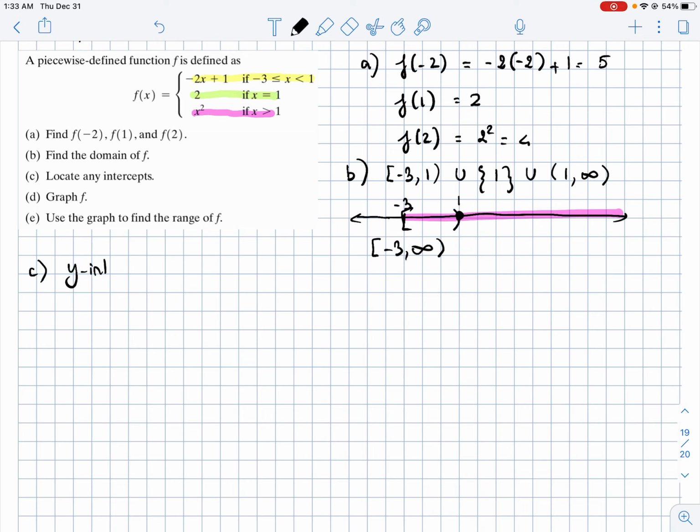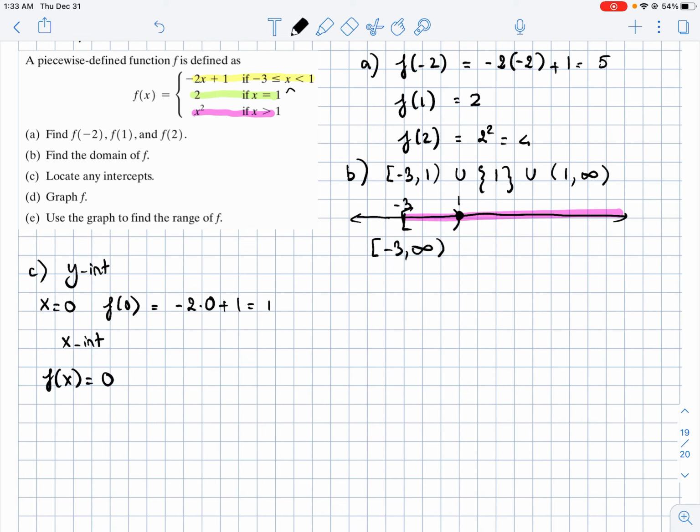Problem C. Locate any intercepts. To find the y-intercept, we will let x equal to 0. So we find f of 0. When we input the 0 into the function, the 0 is in the first piece because 0 is between negative 3 and 1. So we will plug into the yellow piece. So negative 2 times 0 plus 1, and we got 1.